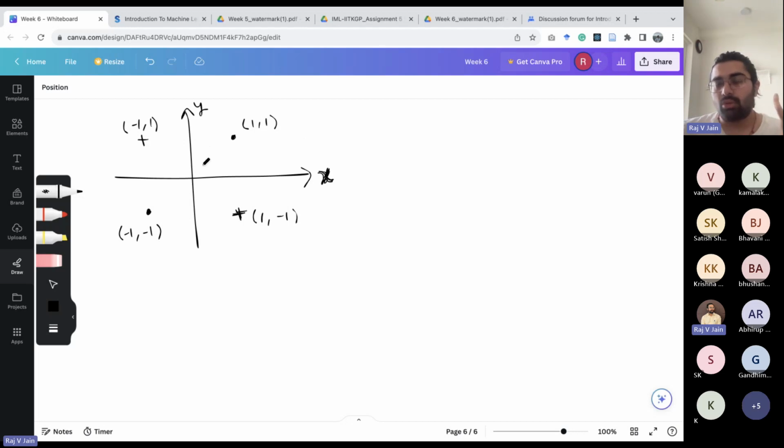What kernel function could you use, or what mapping could you use to make this problem linearly separable? Any thoughts on that? RBF will be able to do it, sir. One of the figures in the slides looks similar. I would do x plus y, mod of x plus y.